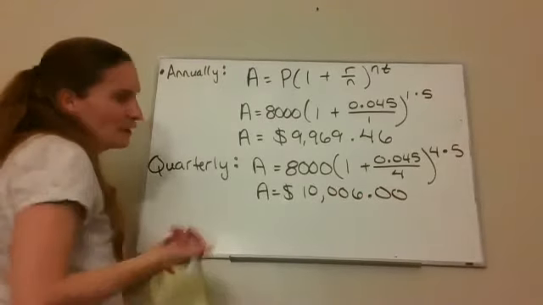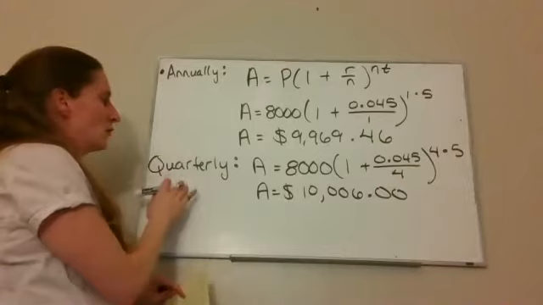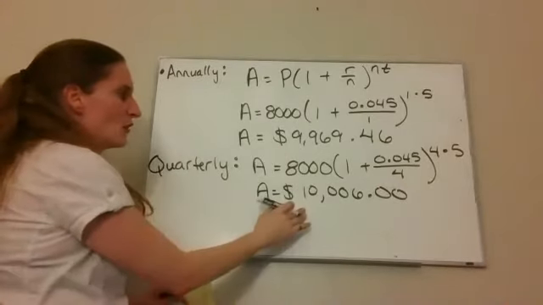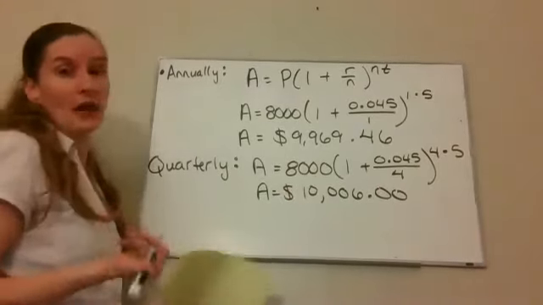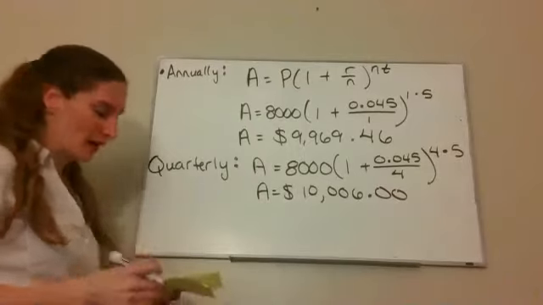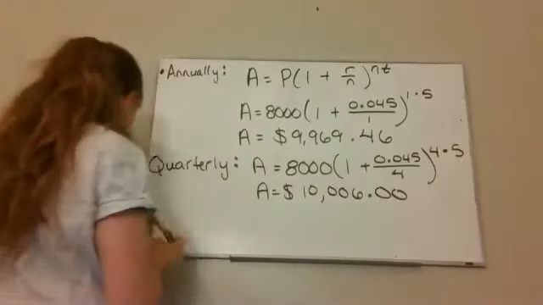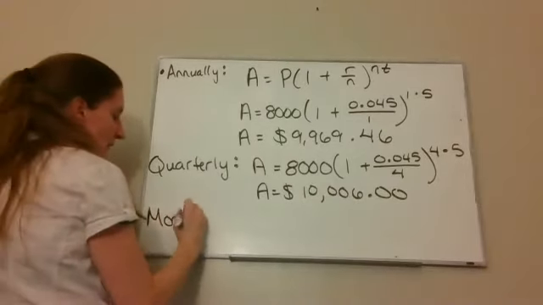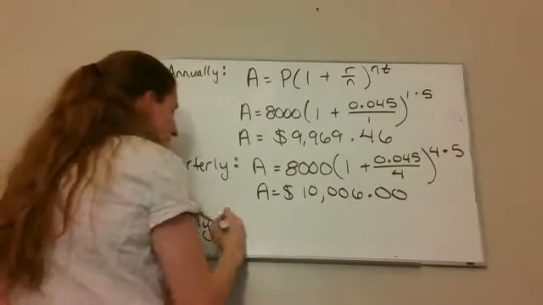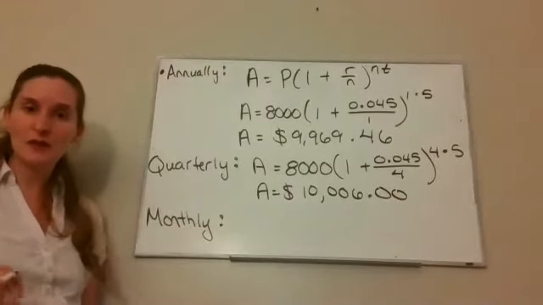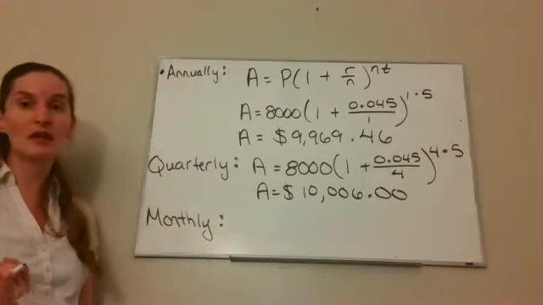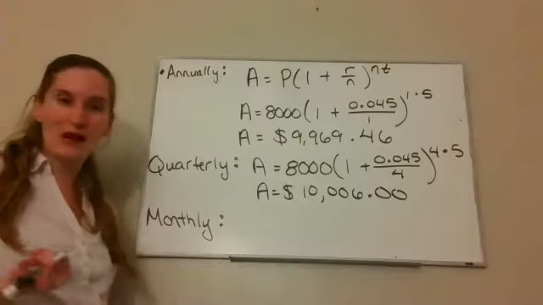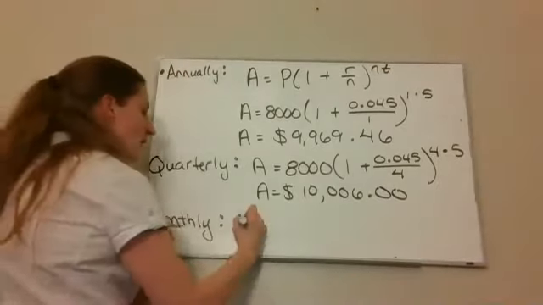So far, let's take a look at what we got. We compounded more times a year, and we ended up with more money. Not a lot more, but it is a little bit more money. I wonder if that's going to continue. Let's see what happens with monthly. Based on our observations on these first two, we would guess that monthly will get us even more money than what we got with quarterly. Let's see if that works.